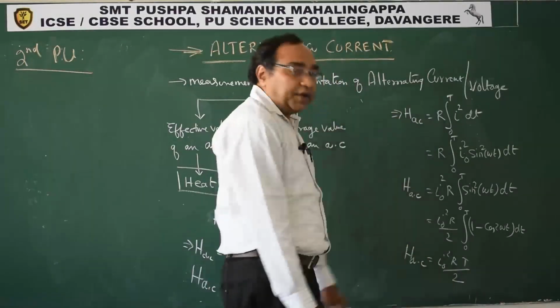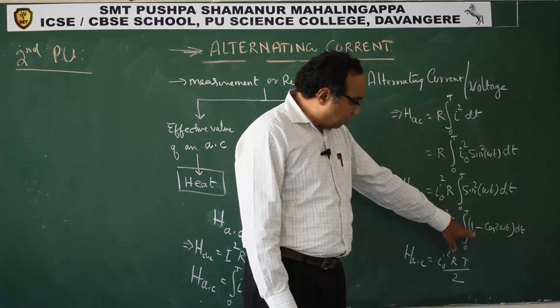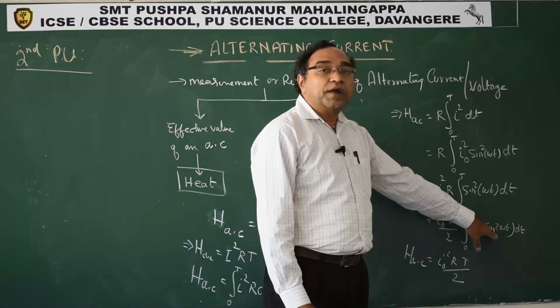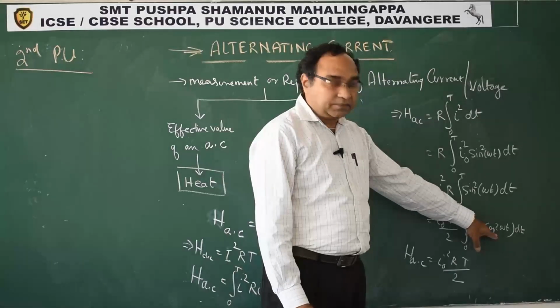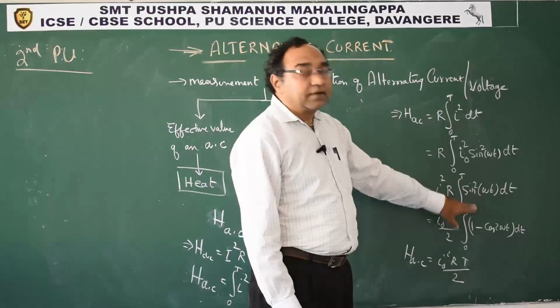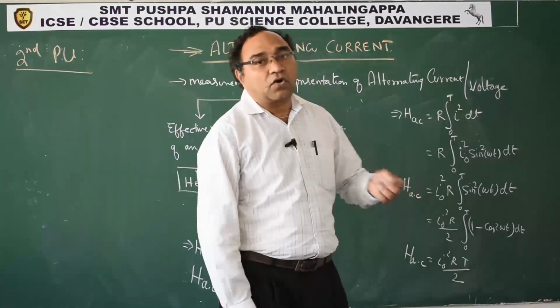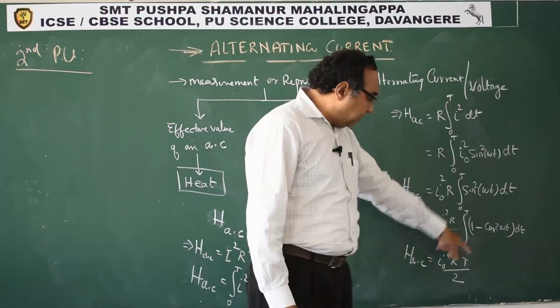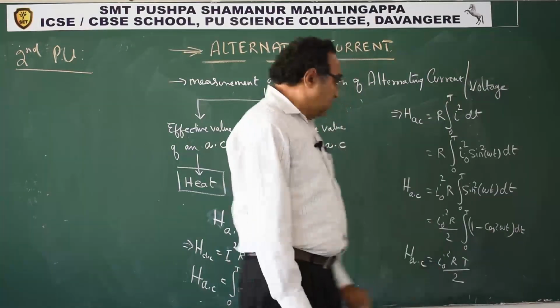I hope you know the integration. Integration of 1 will be taken as t, and the other term will be sine 2 omega t upon 2 omega. Over a complete cycle, sine 2 omega t is a continuous periodic function, so it will become 0. So you will get t by 2. That is what we are getting.